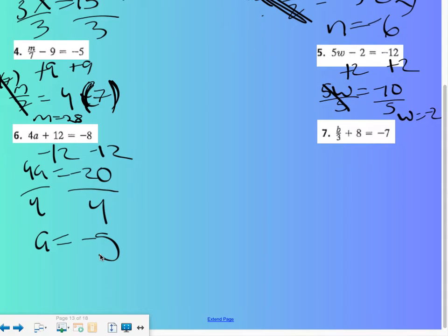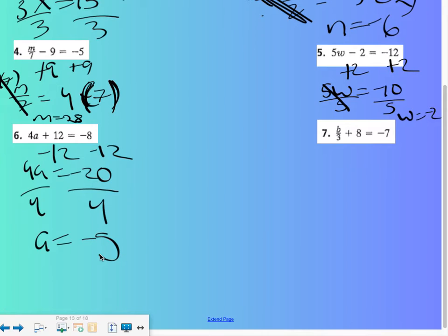Okay? Example of a good, easy one to check just in your head. So we have a equals -5. -5 times 4 is -20. -20 plus 12 is -8. All right, so we know we're good. We're 100% confident this answer is right. So you can do that for every single problem.